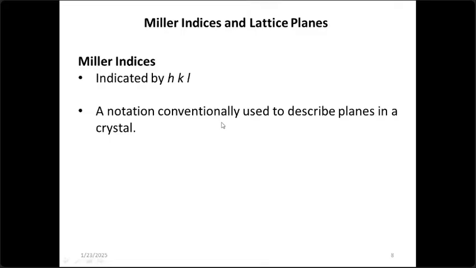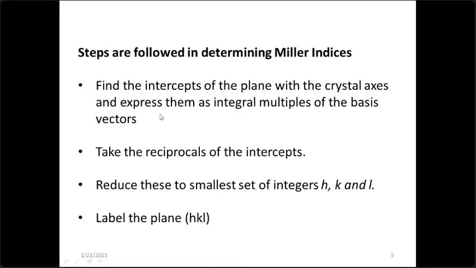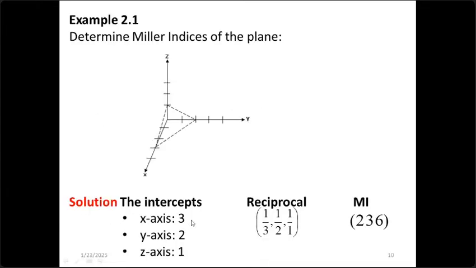And then we talked about Miller indices, which we said is a convention for describing planes in a crystal. We use these parameters H, K, and L, and we give the steps how we obtain the Miller indices. Number one, we find the intercepts, we take reciprocal, we take LCM, and then we arrive at what we call the Miller indices. An example is given here.